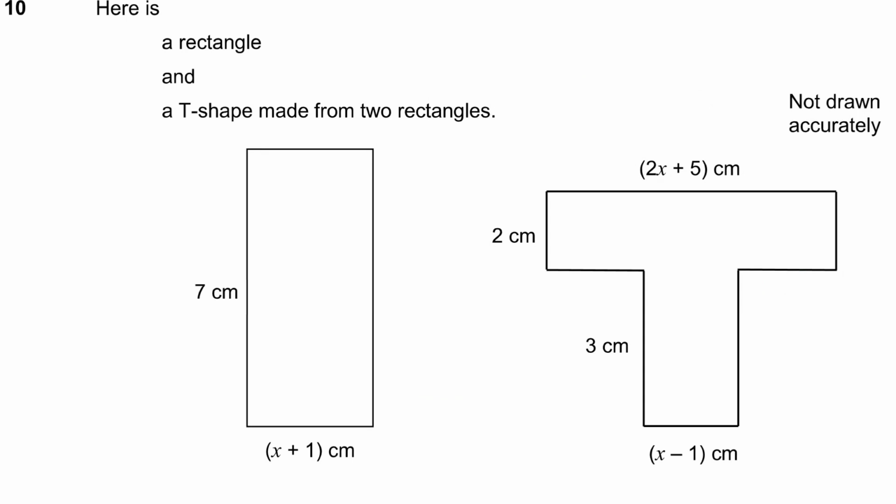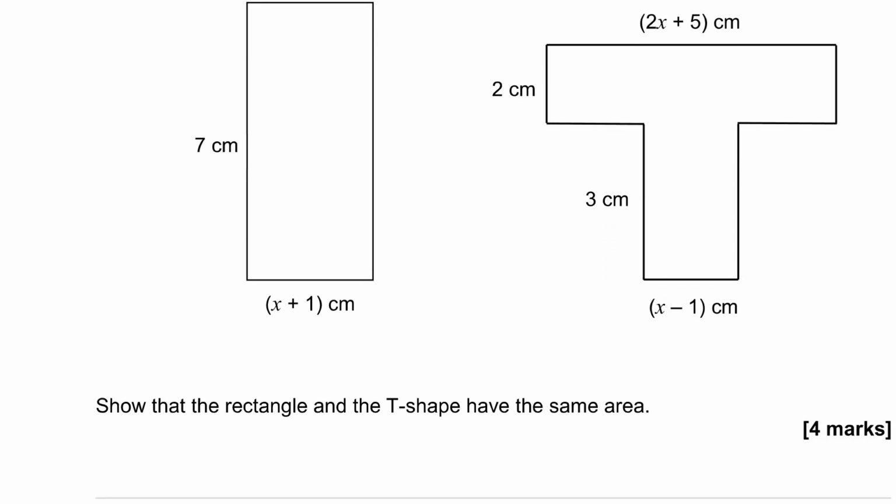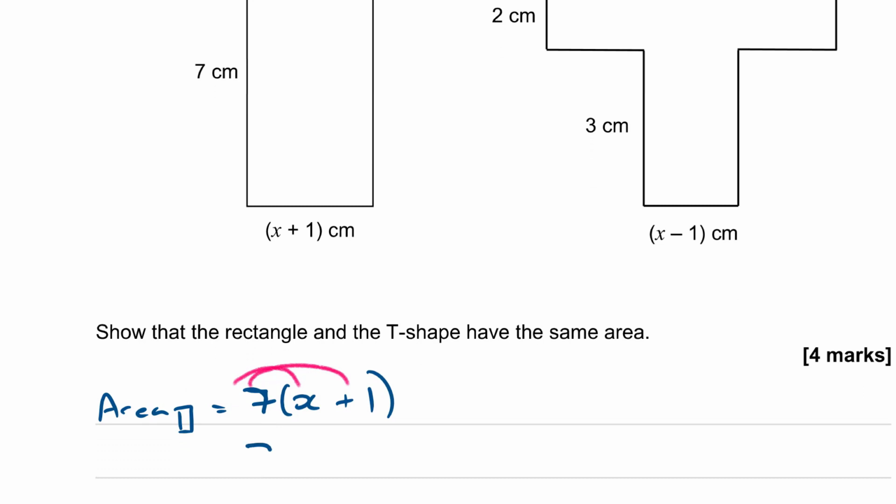Question 10. Here are a rectangle and a T-shape made from two rectangles, and you can see that some of the sides of these rectangles are given algebraically. Show that the rectangle and the T-shape have the same area. Okay, well, the area of the rectangle first off, it's very simple, just multiply the two sides together, so 7 lots of x plus 1, which, multiplying out the brackets, gives me 7x plus 7.